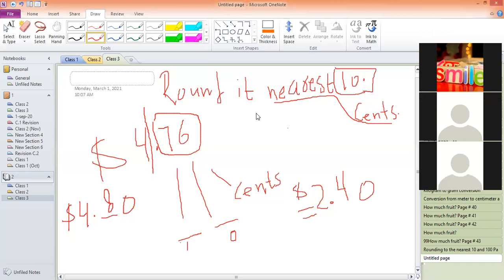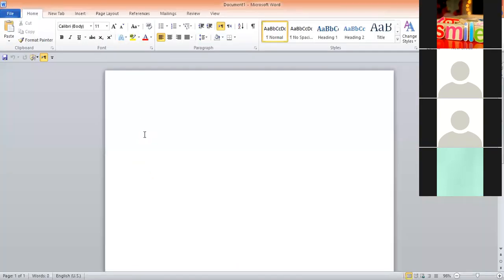We are going to do some work. Question number 1. Take out your notebooks, please, guys. I'm going to share a new screen with you. Take out your notebooks, write today's date. It is 2 March 2021, Tuesday. Page number 49. The topic is rounding to nearest 10 and 100.